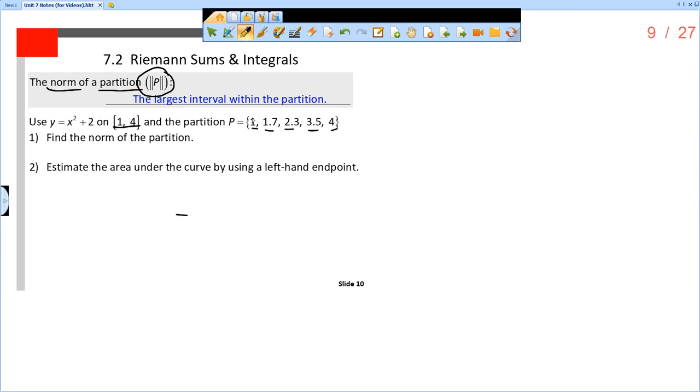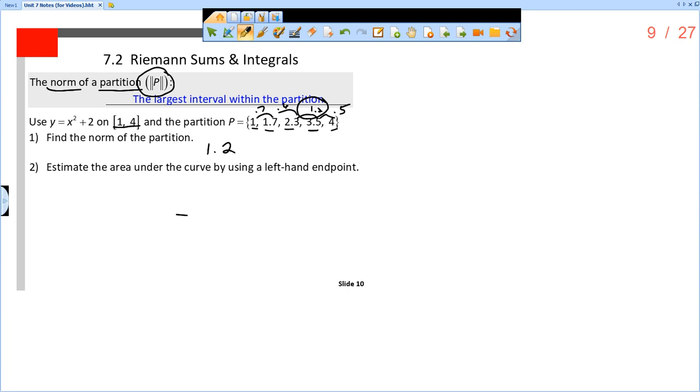So if I look at this, we see that 1 to 1.7, that's a distance of 0.7. 1.7 to 2.3, that's a distance of 0.6. 2.3 to 3.5, that's a distance of 1.2. And 3.5 to 4, that's a distance of 0.5. So the norm of the partition is the largest of those subintervals, right? So 1.2 is the norm of the partition. Not a big deal right here, but we do use the norm of the partition in a later topic, so we want to make sure we understand what that refers to.